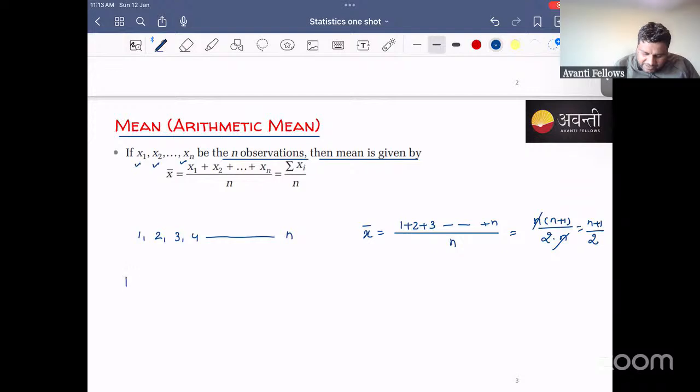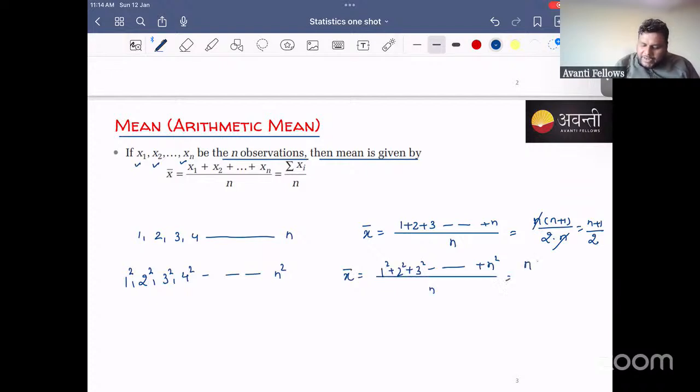Now, if I have data like 1 square, 2 square, 3 square, 4 square, and so on up to n square, then what is the mean? It is 1 square plus 2 square plus 3 square up to n square, whole divided by n. So that would be n into n plus 1 into 2n plus 1 upon 6, also divided by n. Now, n and n cancel, so your mean is n plus 1 into 2n plus 1 upon 6.